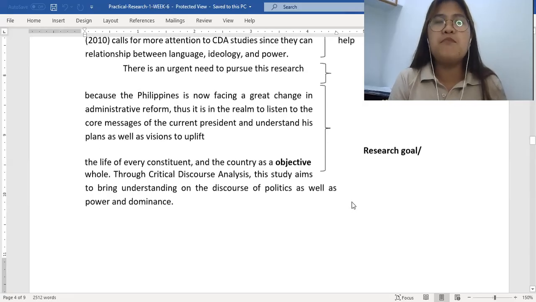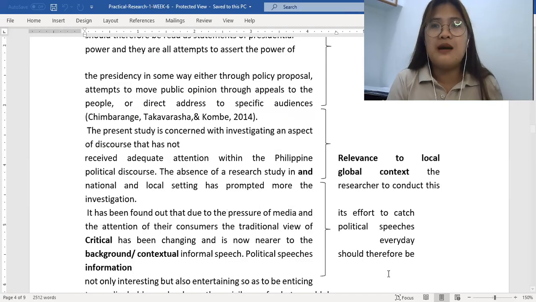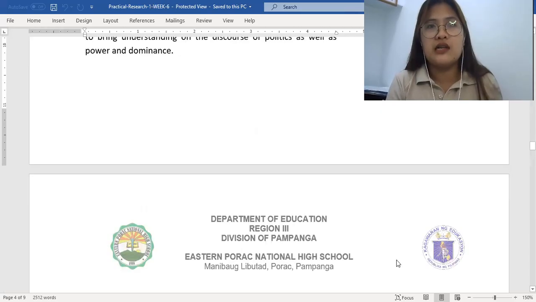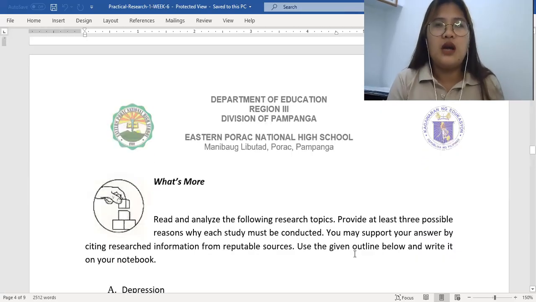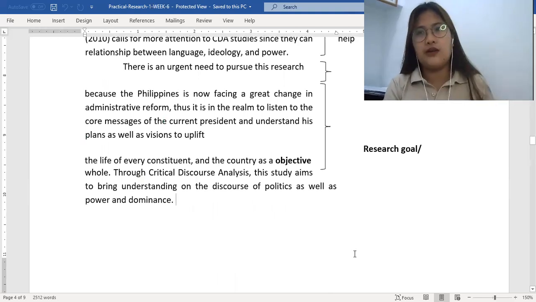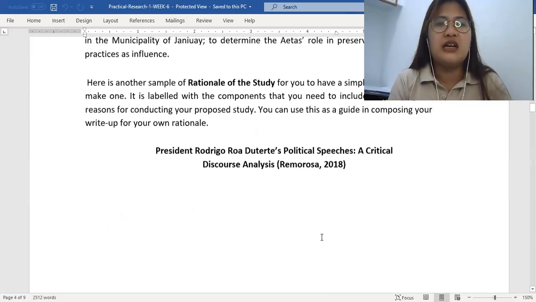And then, papakita na yung research aim and or goal. So yun, naka-pattern na. Sundan nyo lang yung ganitong pattern. You have the sample. And you could actually work your way out for your rationale. Okay? So, if you have questions, by the way, you may just comment sa baba, then I'm gonna make another video.